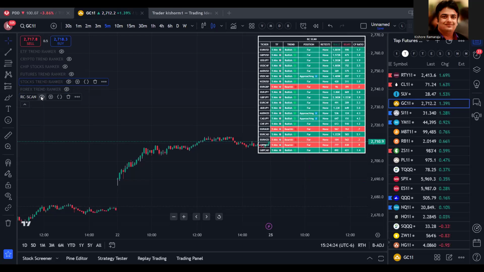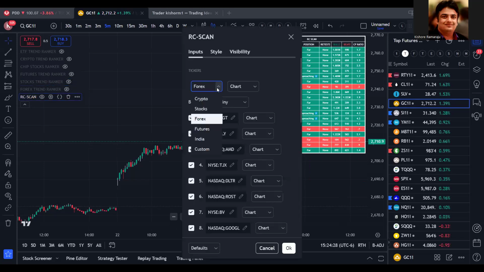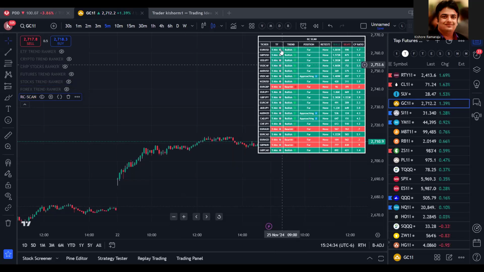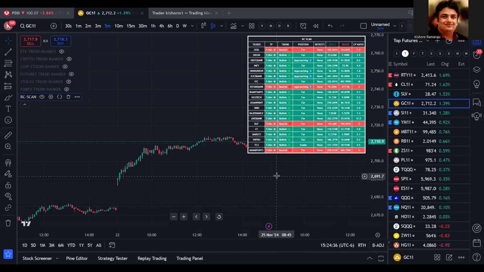Forex, or this one is a combination of everything. You can put whichever tickers you want in crypto, stocks, futures, India stocks, everything. That will show everything.